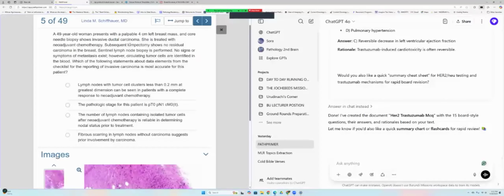So she is treated with neoadjuvant chemotherapy. Subsequent lumpectomy shows no residual carcinoma in the breast. Sentinel lymph node biopsy is performed. No signs or symptoms of metastasis exist. However, circulating tumor cells are identified in the blood. Which of the following statements about data elements from the checklist for invasive carcinoma is most accurate for this patient?